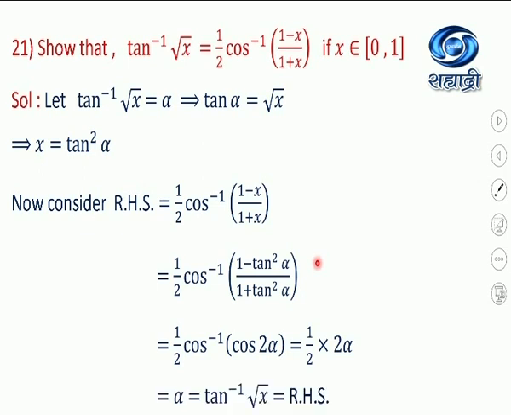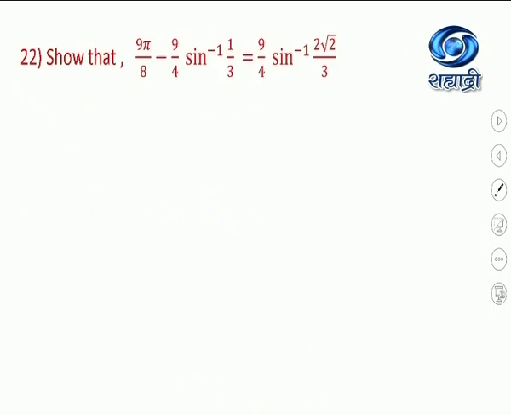Okay, so alpha is equal to tan inverse of root x, which is equal to LHS. So this way we proved. RHS first we simplified and that value we put in LHS, and thus we got 1 upon 2 cos inverse of (1 minus x) upon (1 plus x) as tan inverse of root x. Okay, actually this is LHS and we started with RHS. Okay, next. Sum number 22.